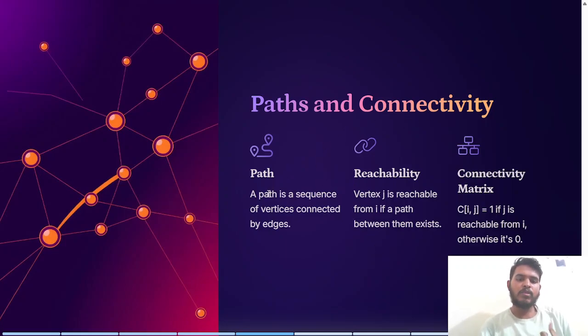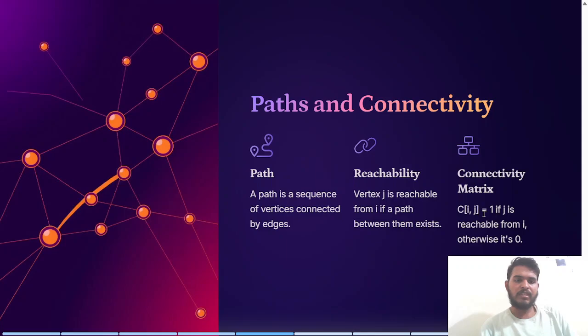A path is a sequence of vertices connected by edges. And reachability: vertex j is reachable from i if a path exists between them. Connectivity matrix: C of ij equals 1 if j is reachable from i, otherwise it's 0.